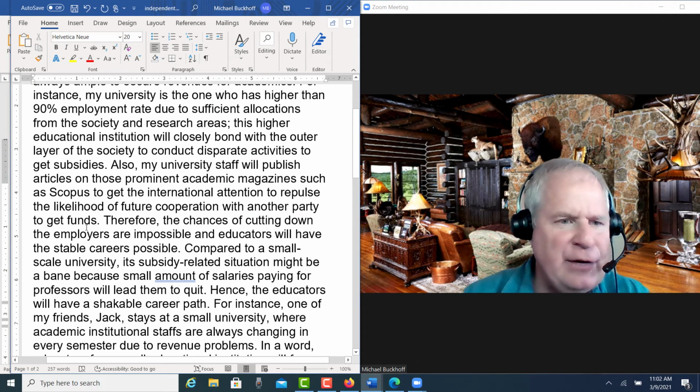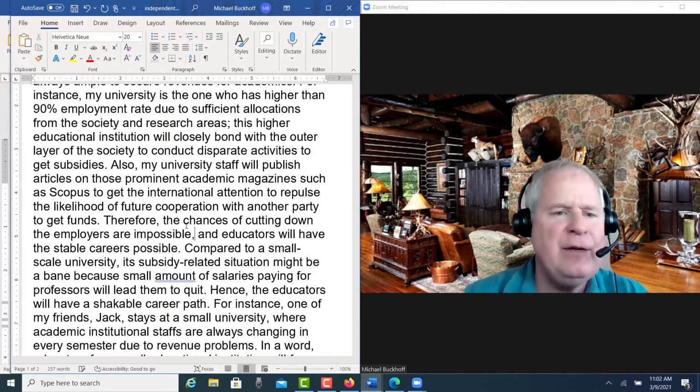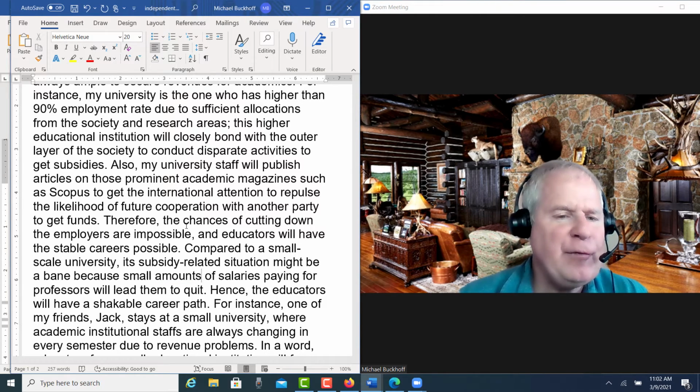The chances of cutting down the employers are impossible, and educators will put a comma to separate the two independent clauses, and educators will have the stable careers possible. Compared to a small-scale university, its subsidy-related situation might be a bane because small amounts of salaries paying for professors will lead them to quit. Hence, the educators will have a shakable career path.